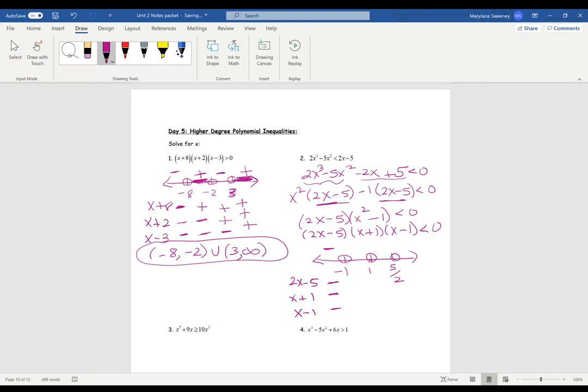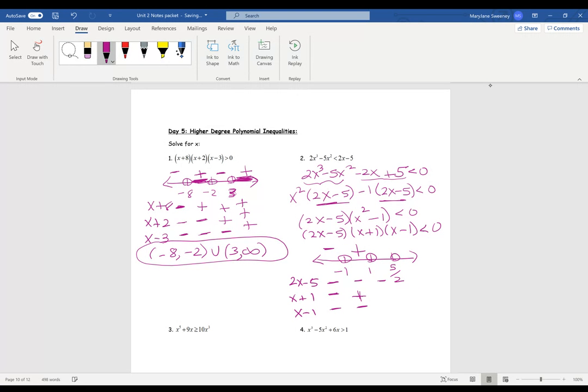In between -1 and 1, I pick 0: minus, plus, minus, which is overall a plus. So if I multiply a negative, a positive, and a negative, I get a positive. In between 1 and 5 halves, 5 halves is 2.5. So in between there, I don't know, I'll pick 2.